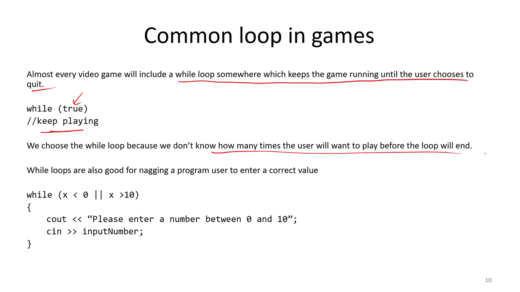Another good example of where to use a while loop is when you want to nag a user until they give you a valid input. And so you can see here, as long as x is less than 0, or as long as x is greater than 10, then we ask our user, give us an input number between 0 and 10. And until the user gives us the number we want, that while loop is going to continue running.